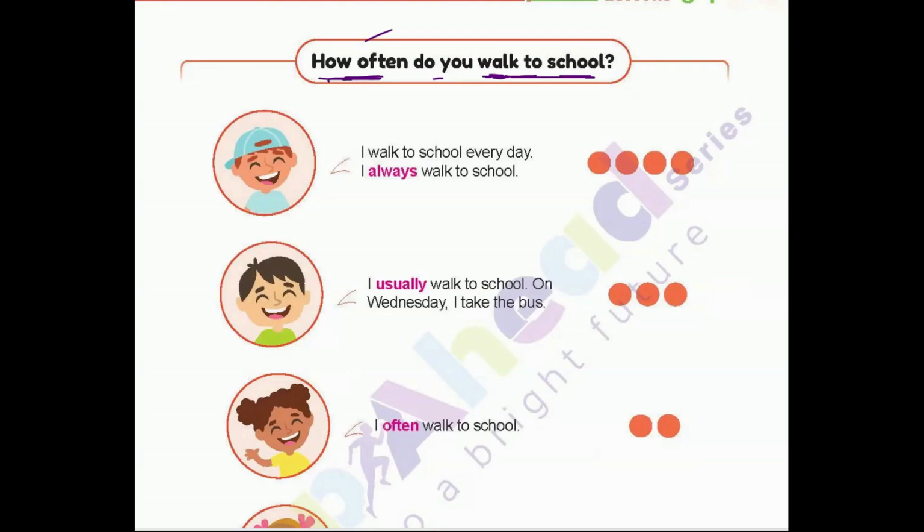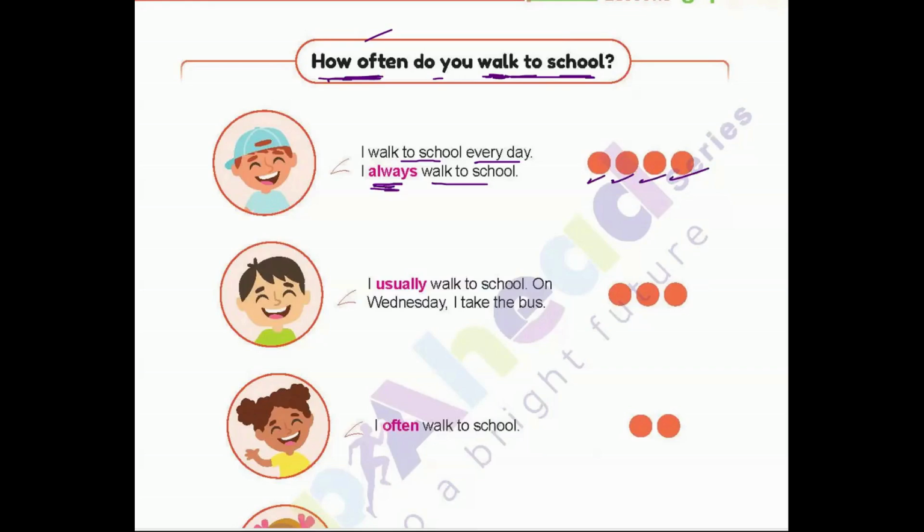Let's check the first word. I walk to school every day. So if I do the action every day, that means I'm repeating it all the time. I always walk to school. In this case, I can use the word always, which means I repeat the action every day. Every day I'm doing that. In this case, I can say, I always walk to school.